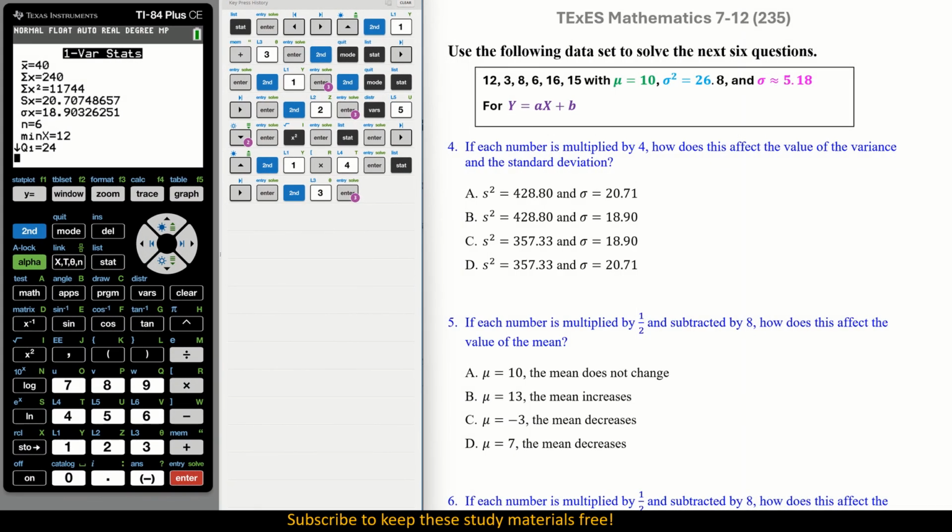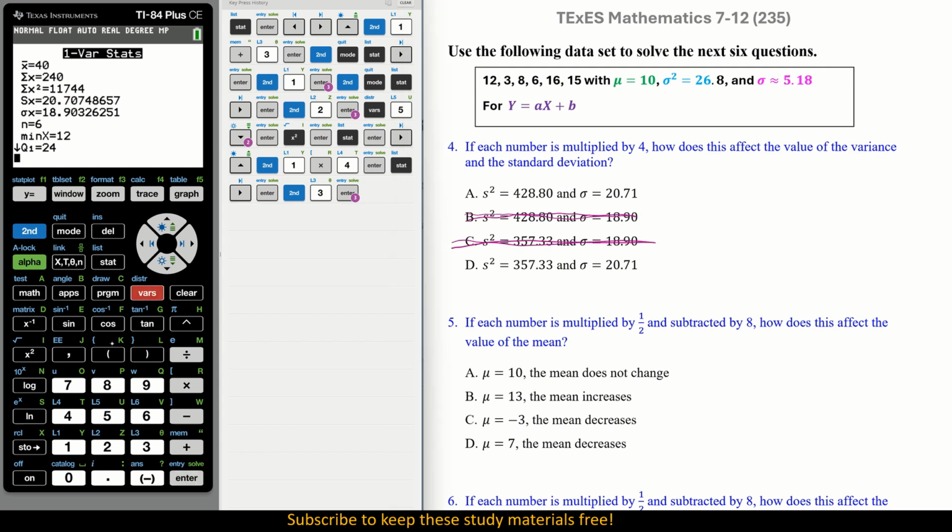Okay, for number 4, it says, how does this affect the value of the variance and the standard deviation? Well, we can see that we have a standard deviation right here. Remember, we're looking for Sx, the sample standard deviation, and it is 20.71 rounded, so that gets rid of B and C. That leaves us A and D.